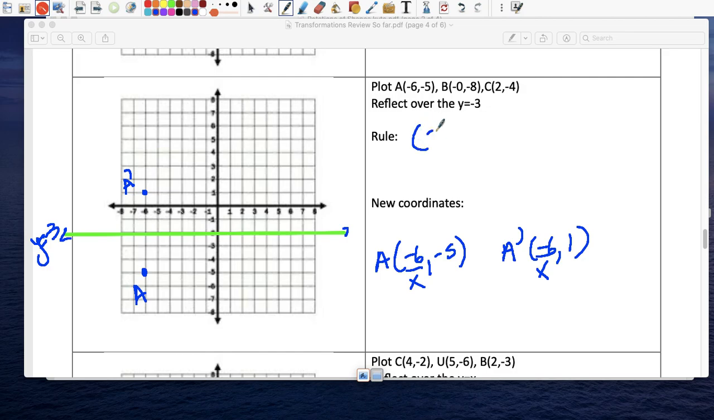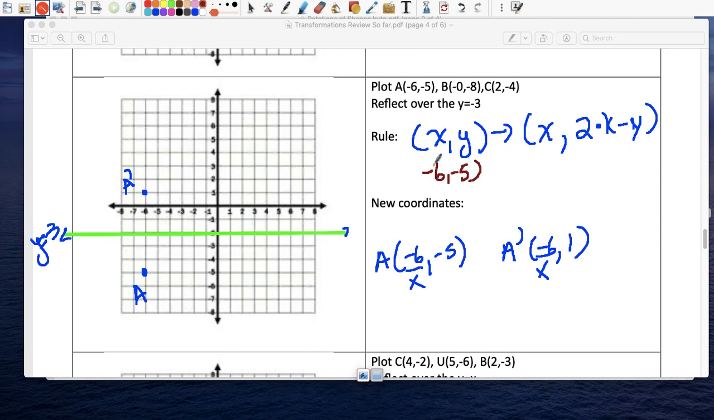But if you wanted the rule, how do we write the rule? Well, x, y, so the x stays exactly the same. And what are you going to do to find y? Well, you're going to do 2 times k minus y. Okay, so let's do that for A, and let's see if it works. I'll do it right under it. So A was -6, -5, right? So to get A prime, the x stays the same, so leave it at -6. And then we're going to go 2 times k, which is -3, minus y, which in this case is -5. So be careful with this.